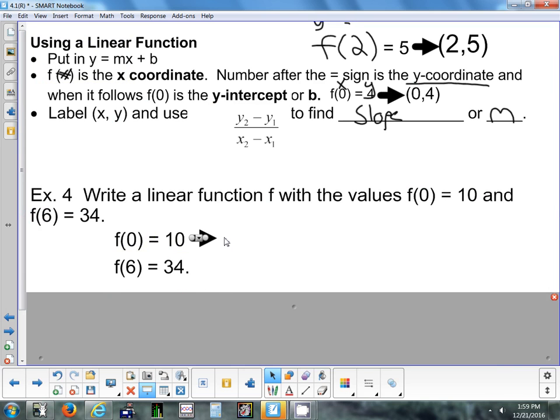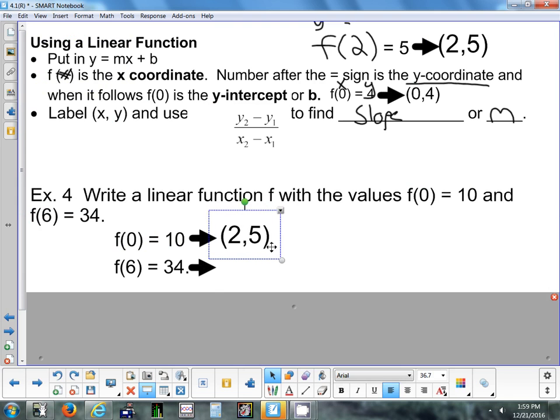So what Mr. Hager did, guys, he just took both things: the f of 0 equals 10, and the f of 6 equals 34. He just took them and broke them off so you could see them, so you can kind of pull them out of the problem. Okay? So let's look at that.